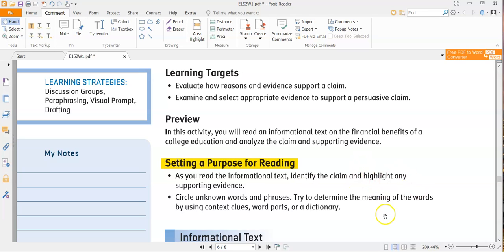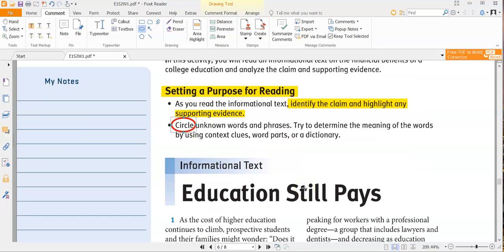So here are the two things that it wants us to do while we read. One, as you read the informational text, identify the claim and highlight any supporting evidence. So we're going to be looking for the claim, and we're going to be looking for supporting evidence. Next, it says, circle unknown words and phrases. Try to determine the meaning of the words by using context clues, word parts, or a dictionary. So, we have those two things that we're going to be doing, highlighting and circling.